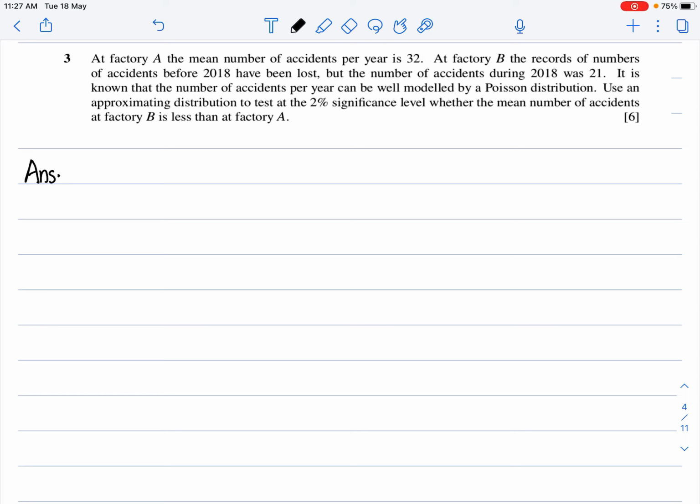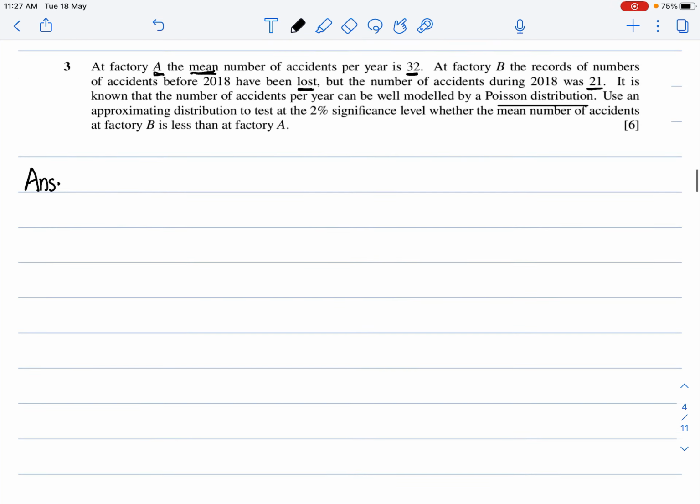This is the third question of the paper. At factory A, the mean number of accidents is 32. They have already specified that. At factory B, the records of numbers of accidents before 2018 have been lost, but the number of accidents during 2018 was 21. It is known that the number of accidents per year can be well modeled by a Poisson distribution. Use an approximating distribution to test at 2% significance level whether the mean number of accidents at factory B is less than factory A.